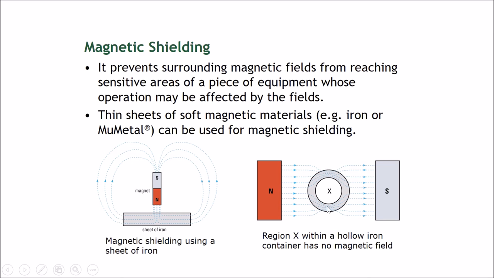So another way is like this. Let's say there's a north pole and a south pole here. Then we have a ring or a tube of something, a hollow iron container, like an iron box or an iron tube. The magnetic field lines will choose to travel inside the iron material instead, and they would avoid the center. Therefore, the center over here would have no magnetic field. And therefore, the center here is shielded from the influence of these magnetic fields.